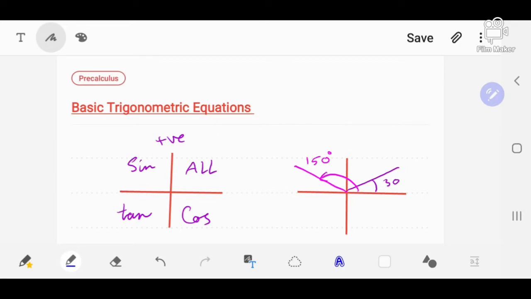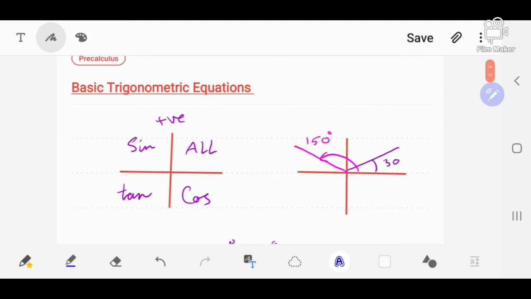Hi again. Today we're going to talk about basic trigonometric equations. So how am I going to solve a trigonometric equation? Before you do that, you have to remember a few basic things that we talked about before. We need to remember the quadrants.